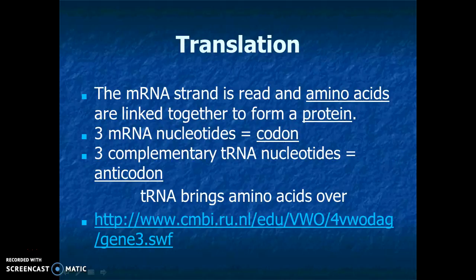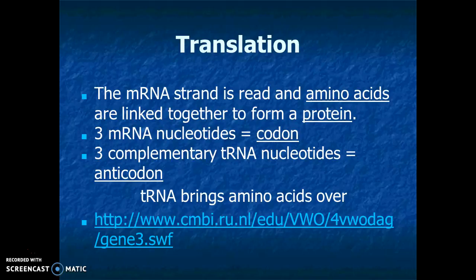Translation happens outside the nucleus. And here's a couple things that you should write down for translation. So mRNA, messenger RNA, is read, and amino acids are linked together to form the protein. 3 mRNA nucleotides equals a codon. It's called a codon when you have 3 of them. So if you have A, U, G, a sequence of 3 nitrogen bases, that equals a codon. 3 complementary tRNA nucleotides is called an anticodon. So tRNA, guys, is transfer RNA.